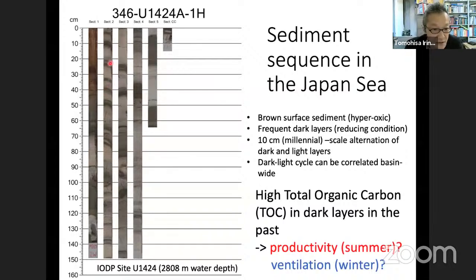Even in the other periods, you see frequent dark-light cycles, which are already known to correlate with the Dansgaard-Oeschger oscillation, the millennial scale changes. The dark layer corresponds to the interstadial, and the light layer corresponds to the stadial periods. This dark-light cycle is basically controlled by the organic carbon concentration here. So the darker the sediment, the higher the TOC.